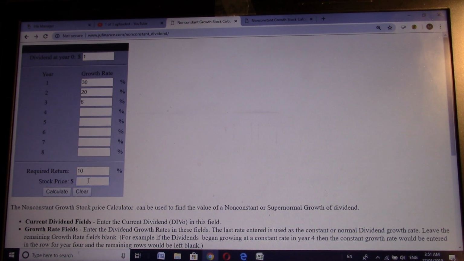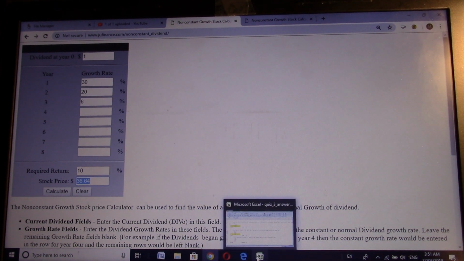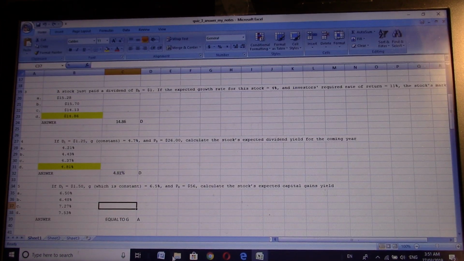But if you use this calculator, you don't need that information. You don't need to use NPV. It will just calculate it for you: 36.64. But let's use Excel to demonstrate this. So it's $1, 30%, 20%, 6%, and 10% stock return. Let's do that.